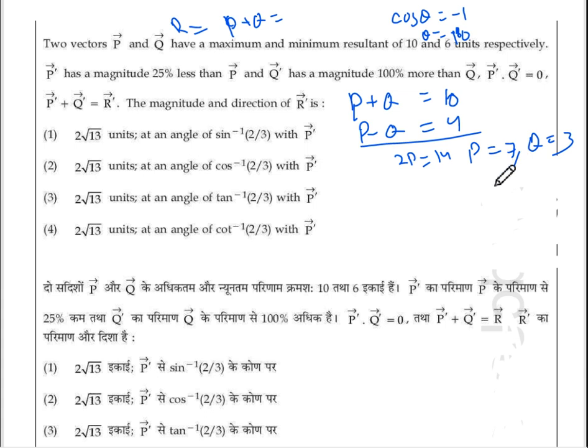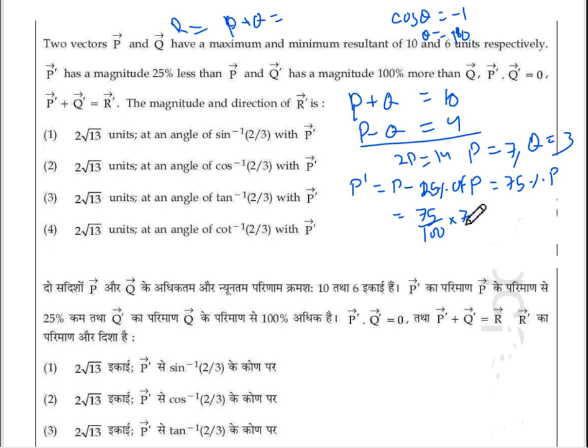So the question is saying that P dash has magnitude 25% less than P. That means P dash will become P minus 25% of P, which means 75% of P. So if I solve, it is simply 75 by 100 into its value, which is 7.